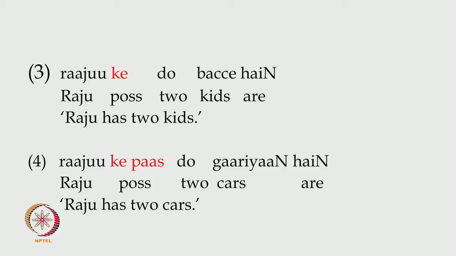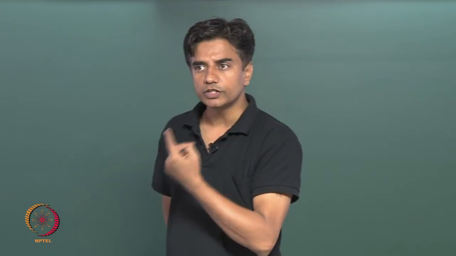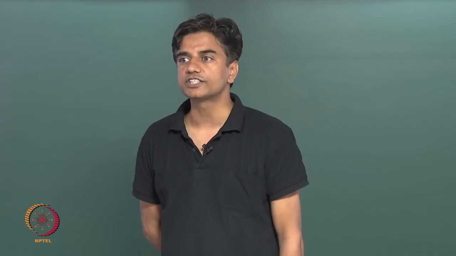Look at this sentence. We'll move quickly from this. Raju ke do bacche hain. Right? And the second sentence is Raju ke paas do gaadiyan hain. Right? Both the things in red. What are these elements in grammar in a sentence? Something equivalent to prepositions. These things are called postpositions in our languages. Now look at the choice of the two postpositions and the function of these two postpositions. They are not interchangeable.